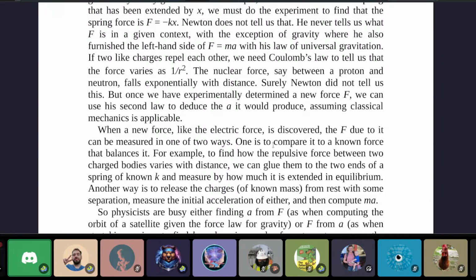Okay, so if two like charges repel each other, we need Coulomb's law to tell us that the force varies as 1 over r squared. The nuclear force, say between a proton and neutron, falls exponentially with distance. Surely Newton did not tell us this, but once we have experimentally determined a new force F, we can use his second law to deduce the a it would produce, assuming classical mechanics is applicable.